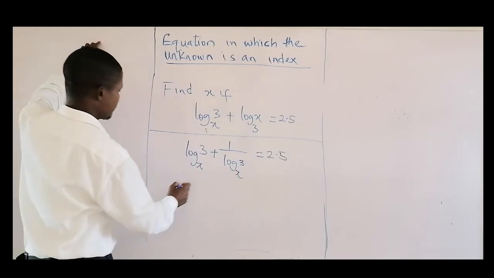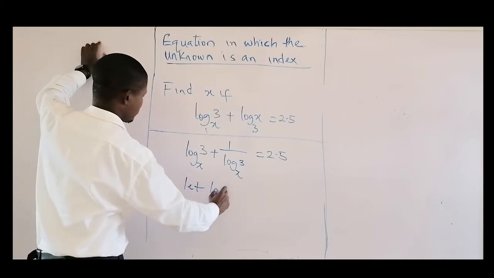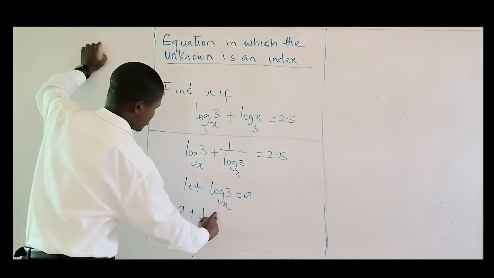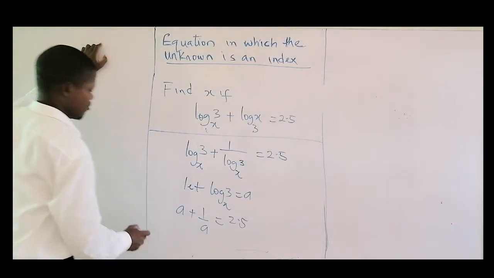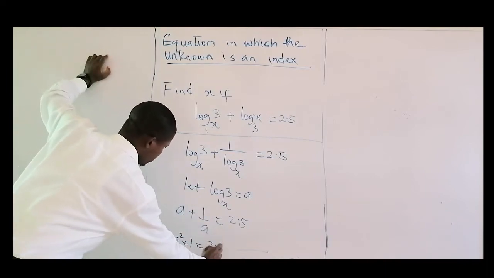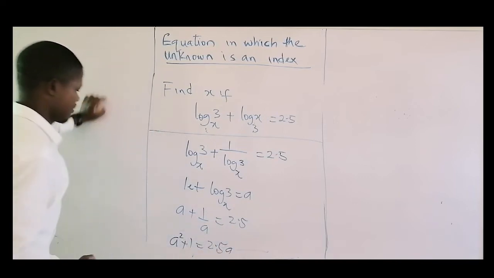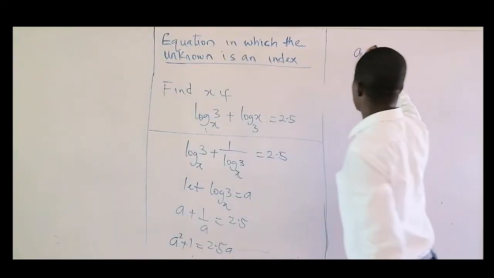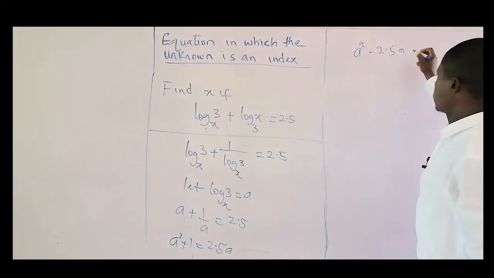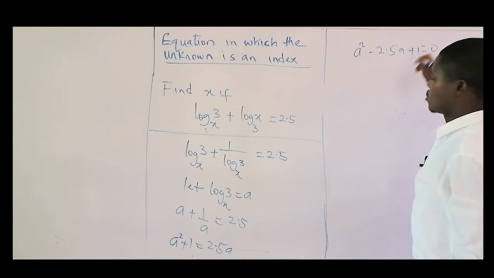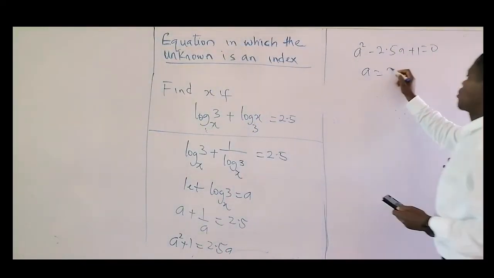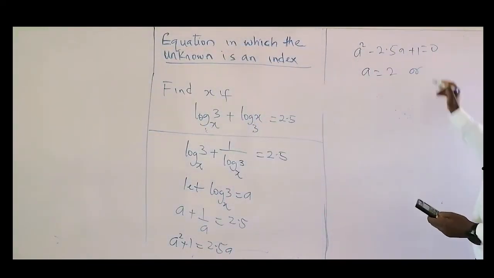So what we now do is let the logarithm to base x equal an unknown a. That will be a plus 1 over a equal to 2.5. Multiply through by a, so you have a squared plus 1 equal to 2.5a. So then we have a squared minus 2.5a plus 1 equal to 0. So a is equal to 2 or half.